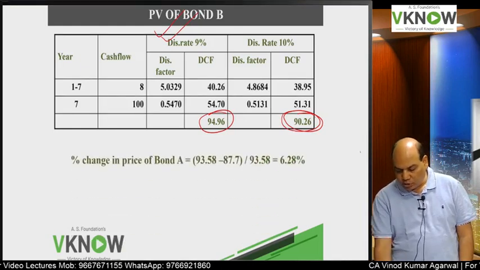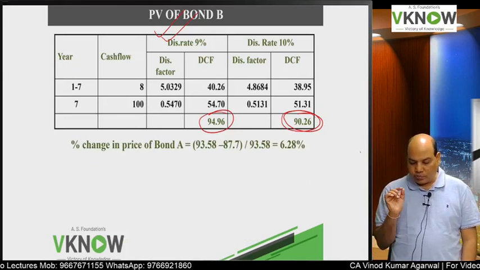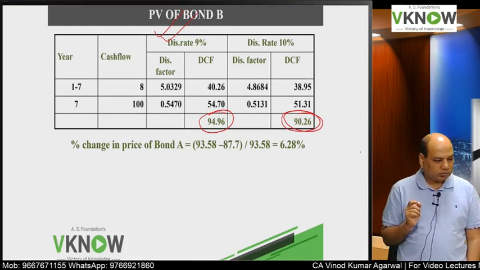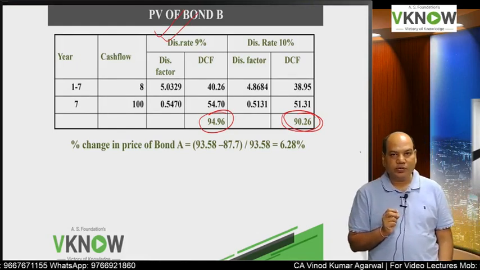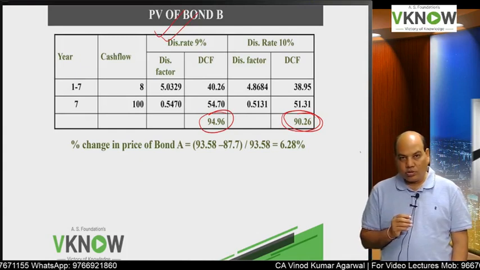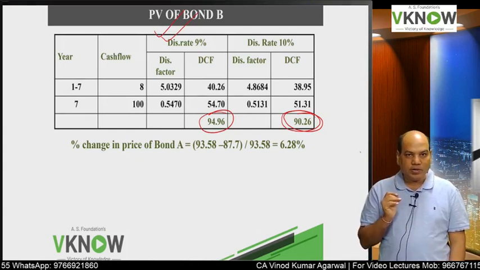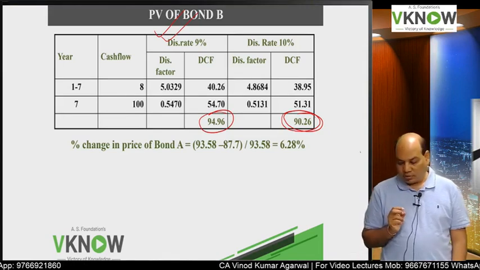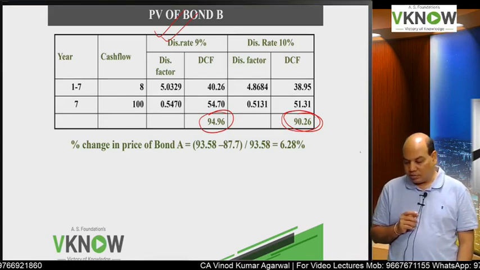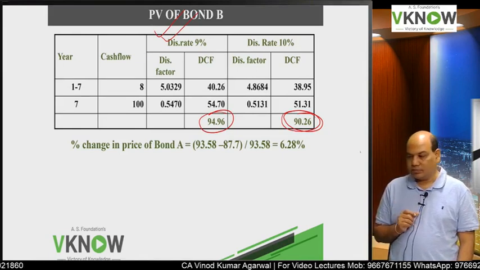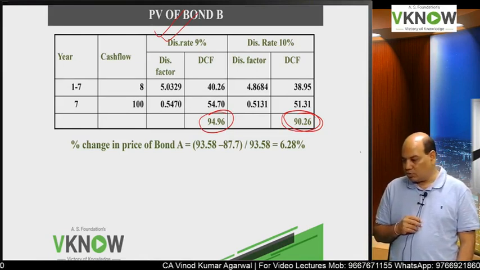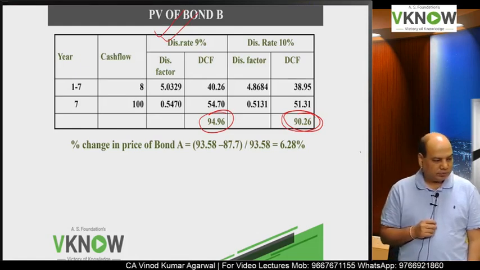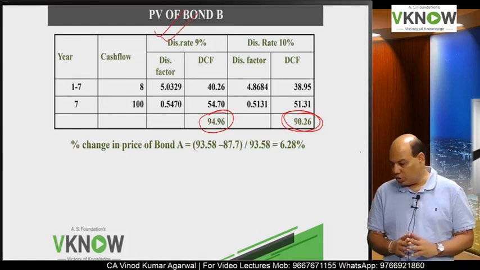Now write down below the table those who have done percentage change in price of bond A. Percentage change in price of bond A. So go to your earlier example 1, where you will find 93.58 and 87.7. Divide by 93.58. So that comes to 6.28%. Check the answer, 6.28%.